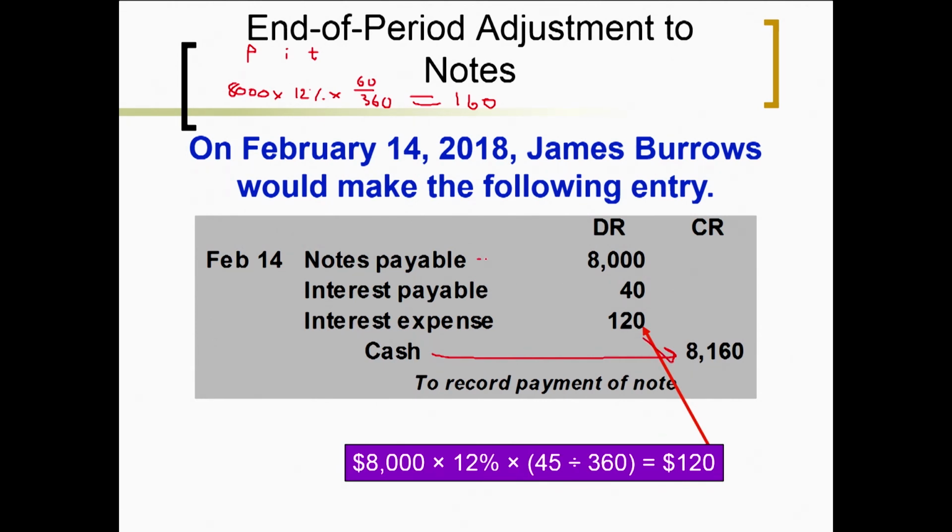Now we take the notes payable off the books because it's satisfied. How much of that $160 interest has not been expensed but needs to be? $120. Well, where does the other $40 debit come from? We now reduce that interest payable that we booked as an AJE on the previous entry.